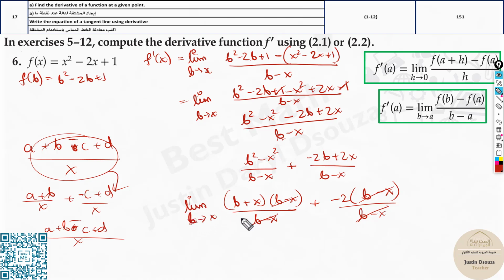This b is tending to x. Now it's all in the numerator, so it's absolutely fine. So what is this? It is b plus x. This is all cancelled. Plus, only minus 2 is remaining. So plus becomes minus 2. So this is the thing.